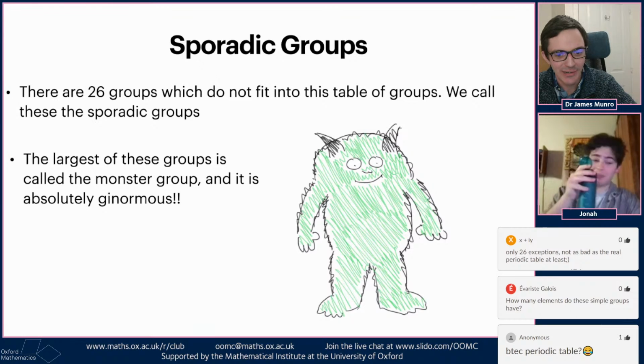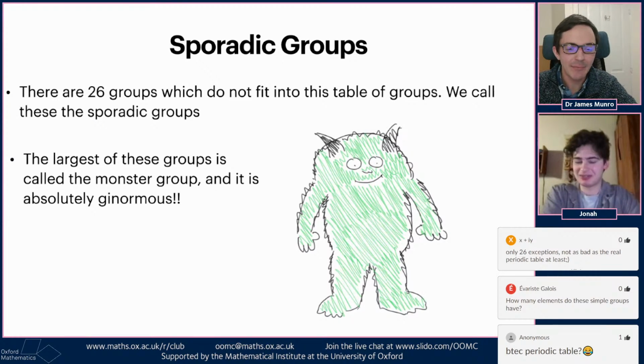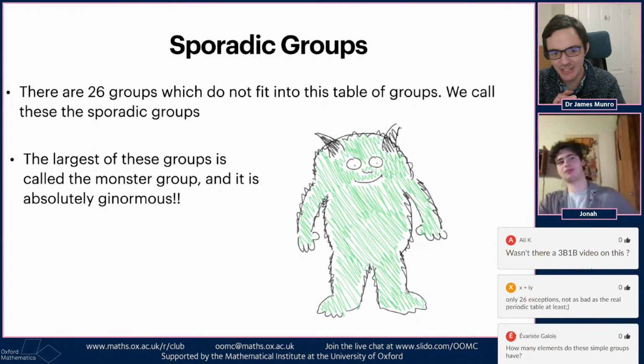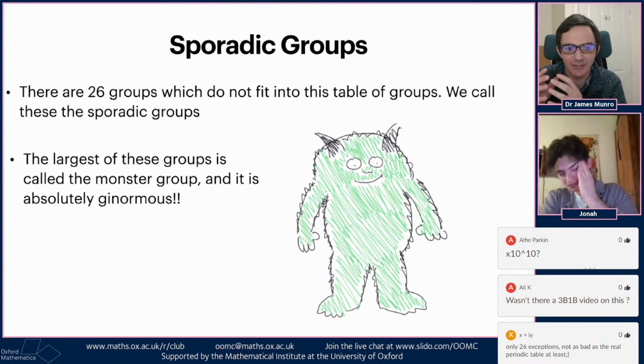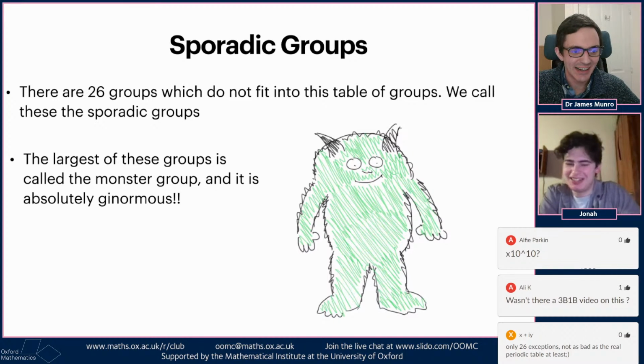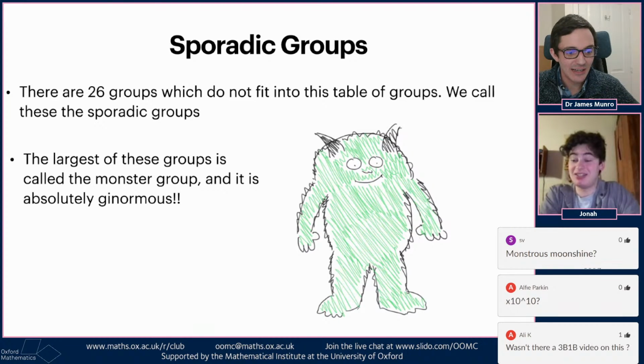Someone in chat says only 26 exceptions, not as bad as the periodic table. It's a bit like whenever you try to tidy stuff up, you categorize everything, you sort them out into these little categories, and then you've always got this other category. And here it's got 26 groups in it. So it is absolutely enormous.